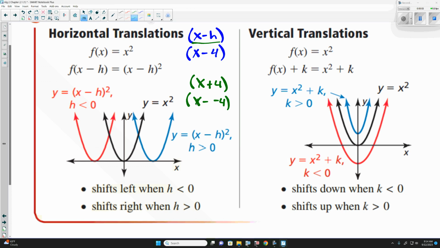Now with vertical, up, down, that's exactly what we think it is, exactly as we see it. If we have plus 4, we're moving up 4. If it's minus 4, we're moving down 4. And we've done these before.